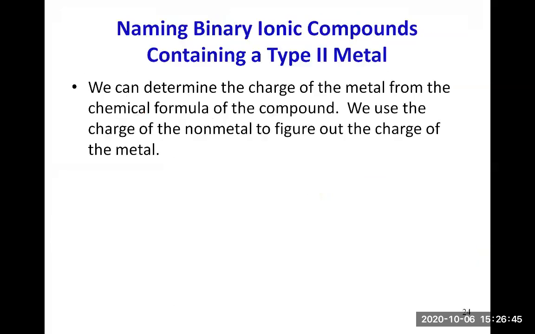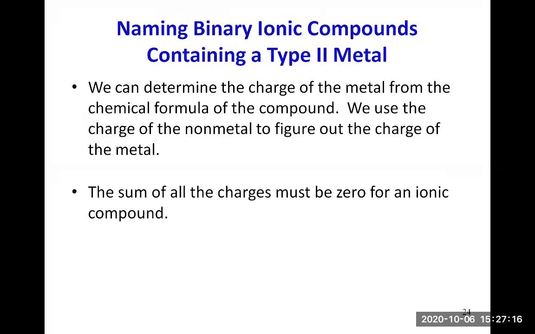So, naming a binary ionic compound containing a type 2 metal. You can determine the charge of the metal from the chemical formula of the compound and use the charge of the nonmetal to figure out the charge of the metal. So if you're given a formula, you need to use the symbol of the anion to find out the charge on the cation, on your type 2 metal. Because the sum of all the charges must be 0 for an ionic compound.